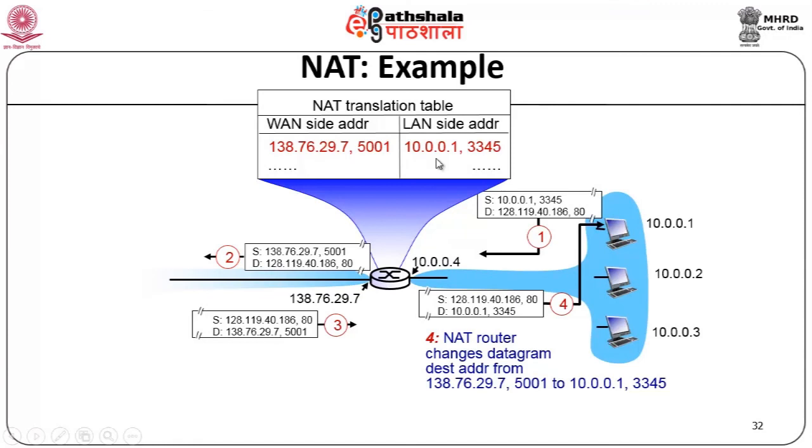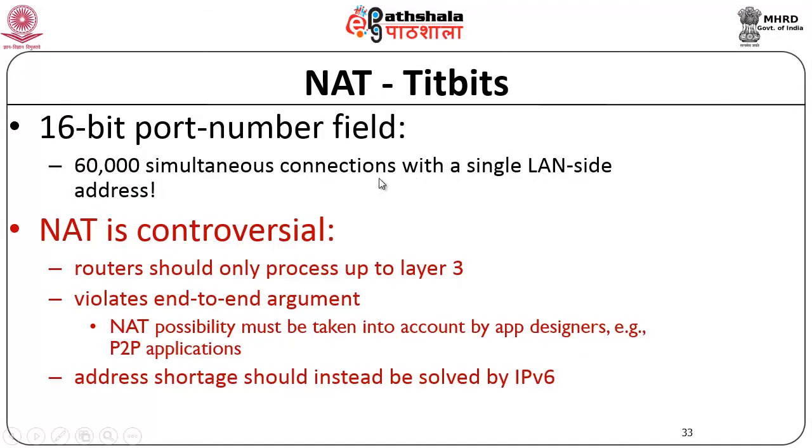So we need to be aware of network address translation as a mechanism. The only problem with NAT is that it is a little controversial, because routers are only supposed to process up to layer 3, whereas we are changing port numbers and so on. We are actually interfering with the normal layered mechanism. So that is one of the disadvantages that we normally have with NAT. But nevertheless, it is still quite popularly used.